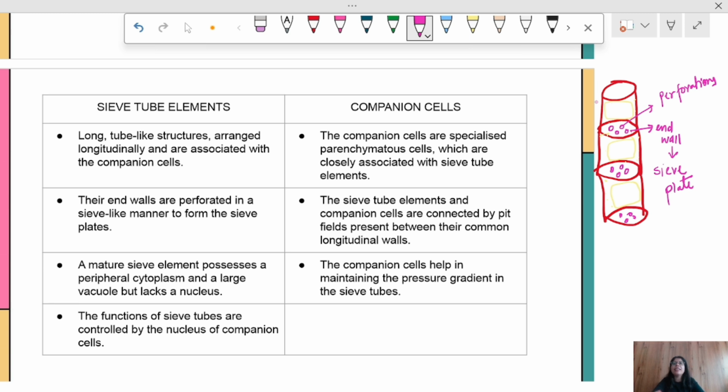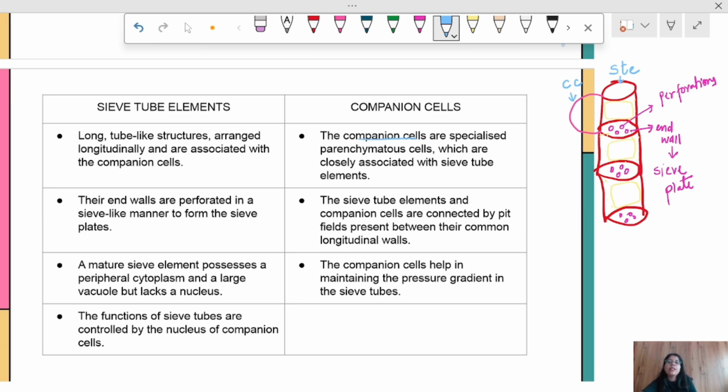Sieve, you know, right? That sieve which you use at home for filtering. That sieve has small pores, right? Like that, the common end walls of each and every cell have sieves. Now, just right next to this, there is a cell sitting over here. This cell is called companion cell. So if this is a sieve tube element, this is a companion cell, arranged just lateral to the sieve tube element.